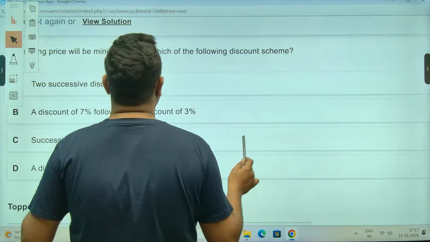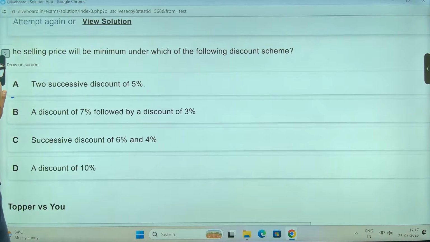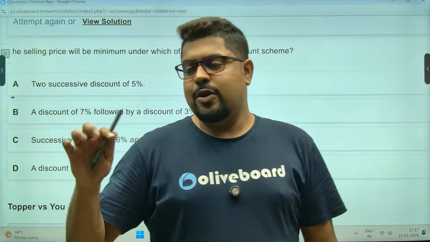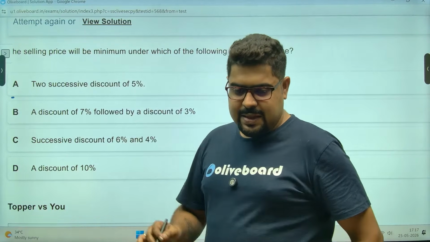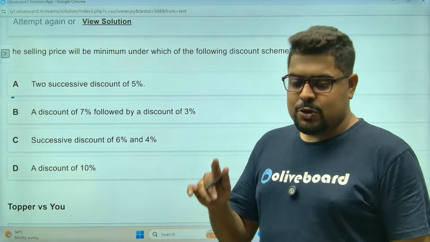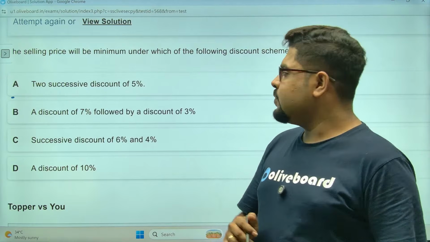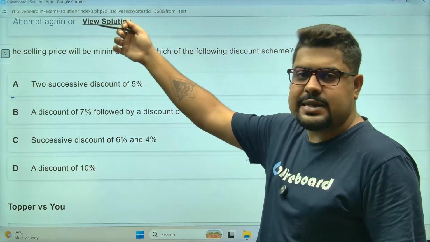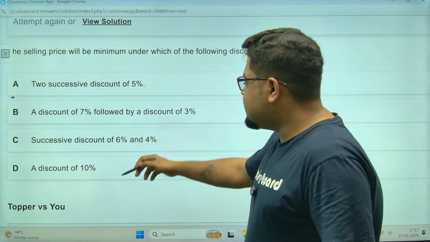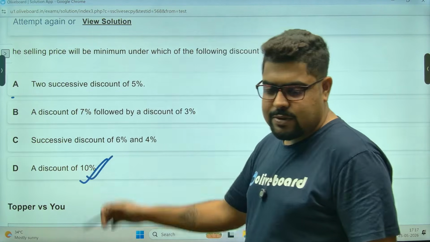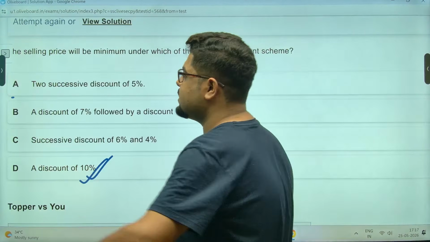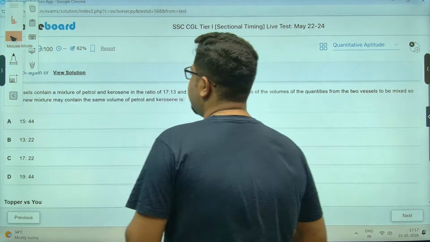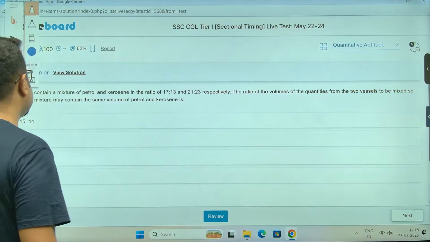Sir, selling price will be minimum under which of the following discount schemes? Again, if the total is the same and successive discounts are there, a single discount is always most beneficial, right? So minimum selling price means discount is maximum. There is only one single discount, so I don't need to check, sir. Option D is the answer because that is the only single discount. Not every question needs to be calculated, sir.